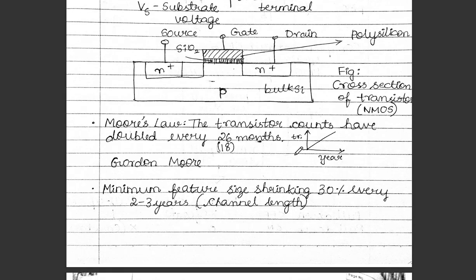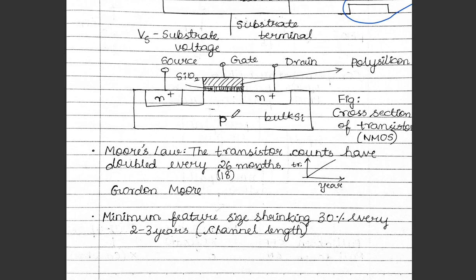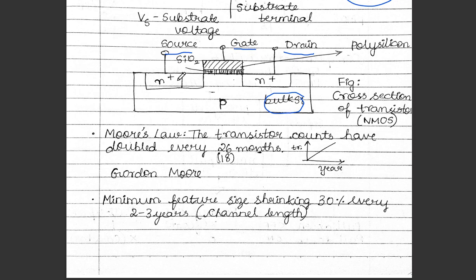Next is the cross section of the NMOS transistor. NMOS transistor uses P substrate along with the two N plus regions, and it uses bulk silicon as a substrate. Next, here we have three terminals. One is the source, another one is the gate, and the drain. So a polysilicon layer is created between two N plus diffused regions, and also an SiO2 layer is created.